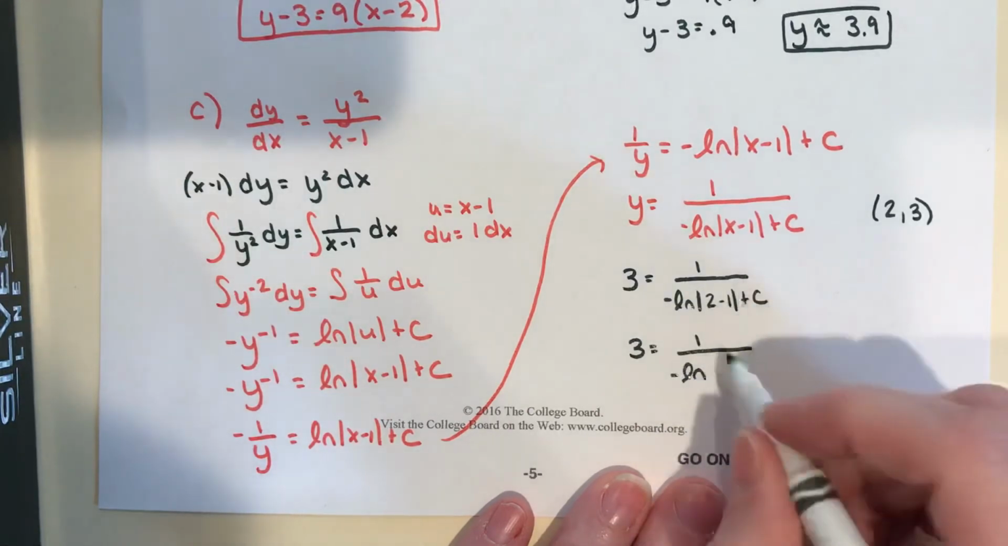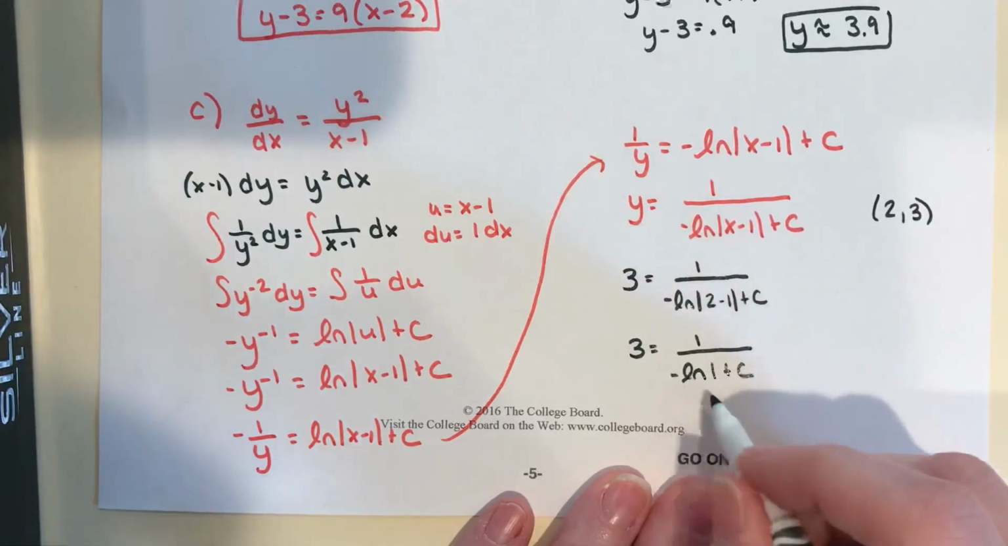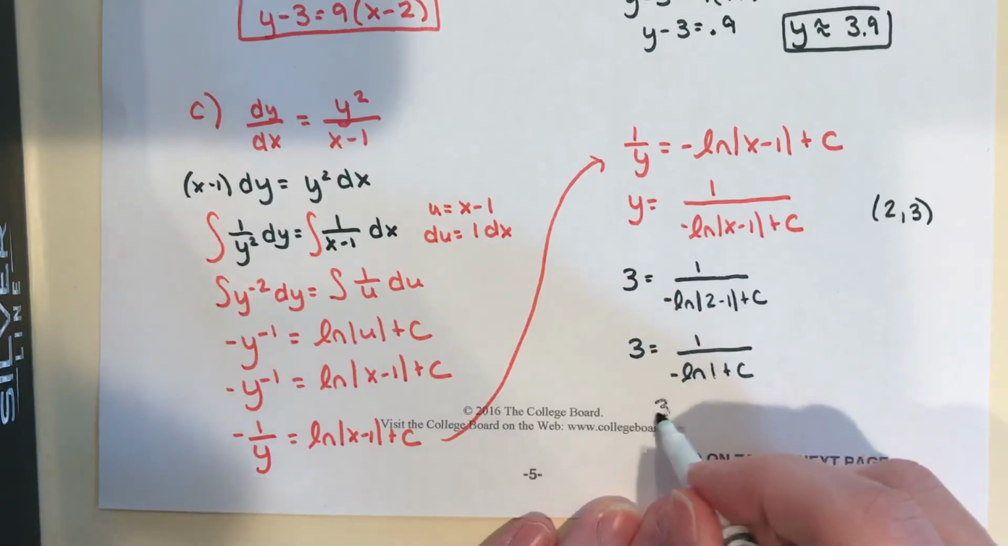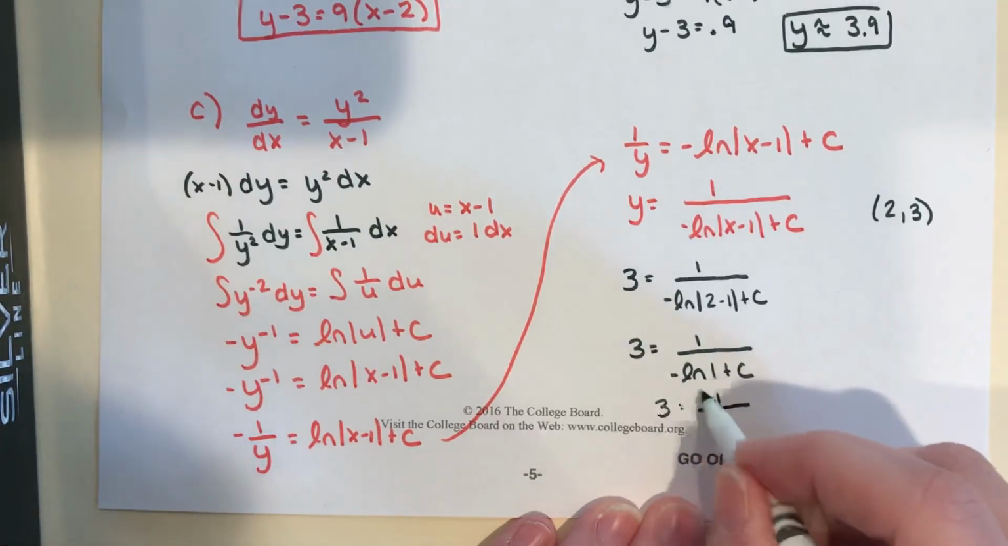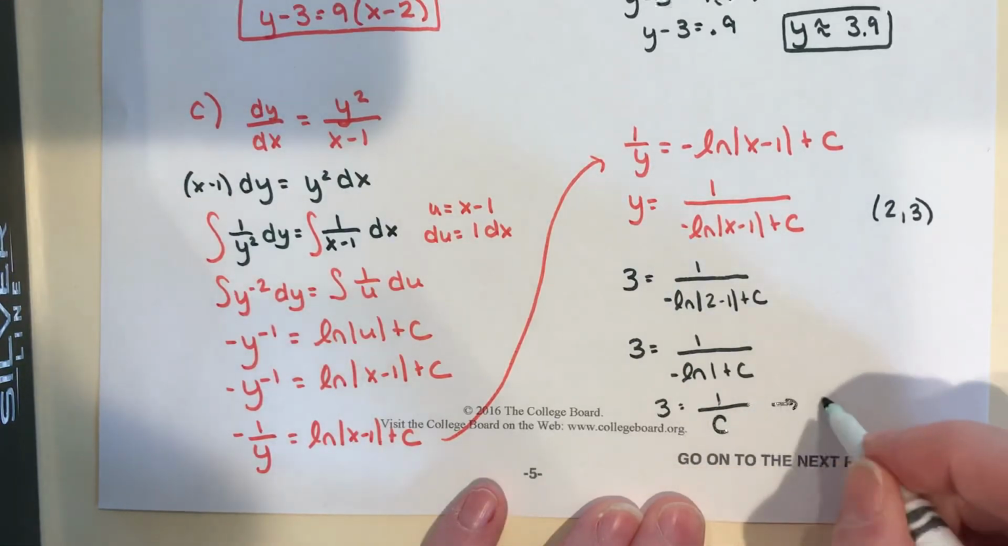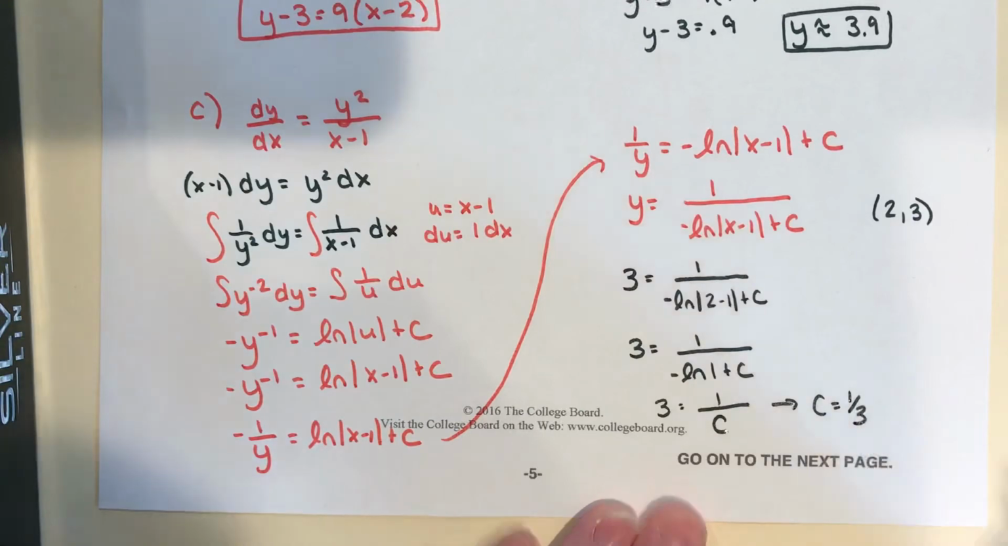two minus 1 is 1. The ln of 1 is 0. Hopefully we remember that. So we have 3 equals 1 over negative 0 plus c, so that's just c. So that means c would have to equal 1/3.